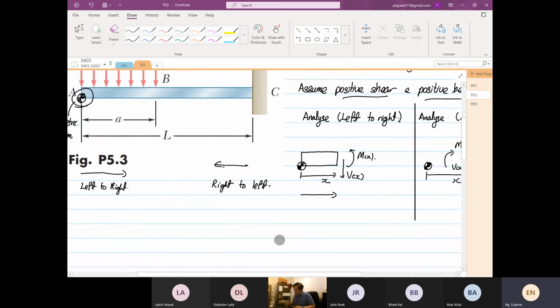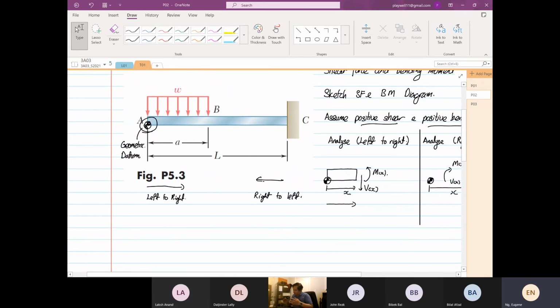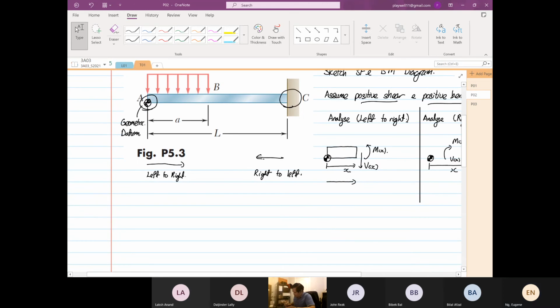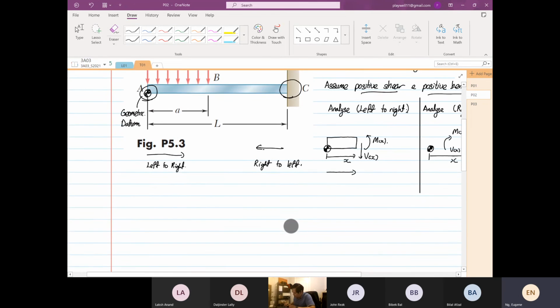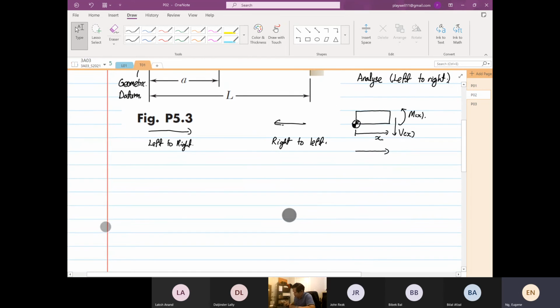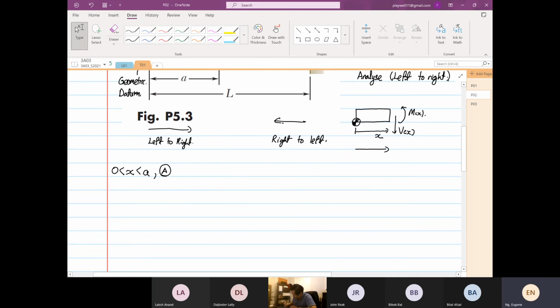For this case, I'm going to focus on left to right. That is why I'm not bothered about the reaction. We don't need to find the reaction at point C because we are going to do left to right. Now we are going to do between point A to point B. We're going to form the shear force and bending moment equation, from 0 to A. So this is point A to point B.